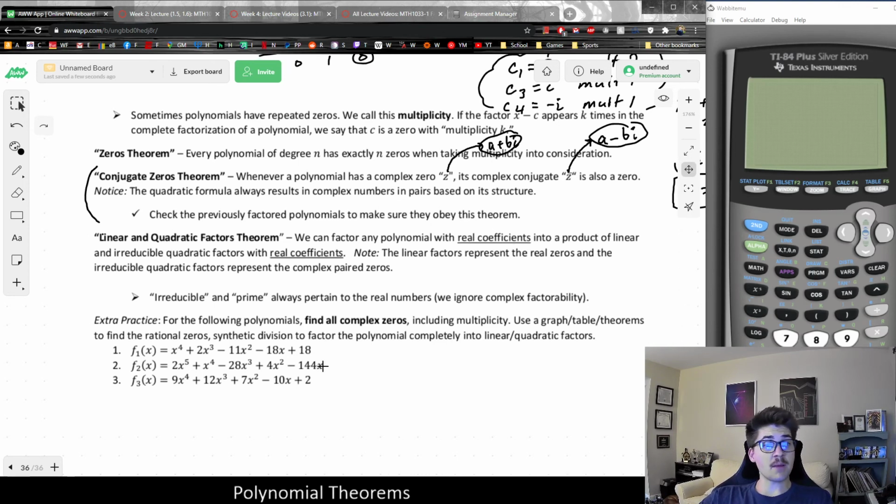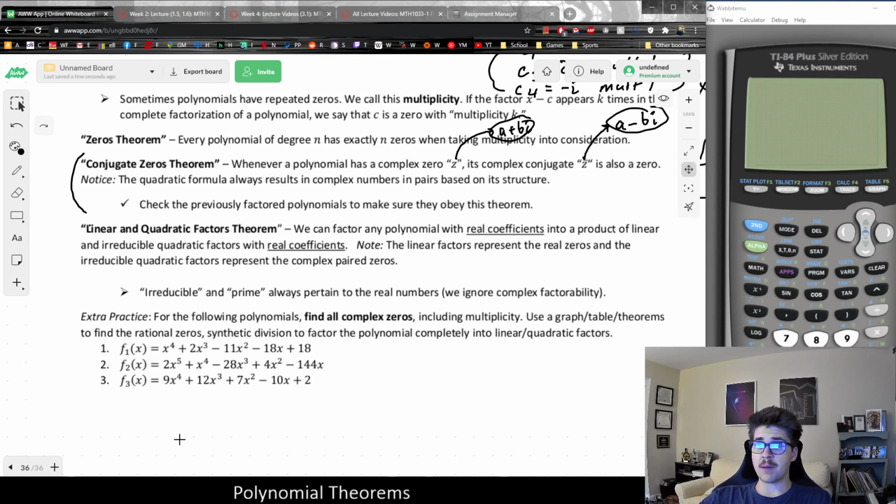And if you want to try practicing some more yourself, on the packet, there's 3 more polynomials. So what I'm going to challenge you to do is try to fully factor these polynomials using all of these various techniques. Start with a graph if you want, and go from there. See if you can find them all and apply these theorems.